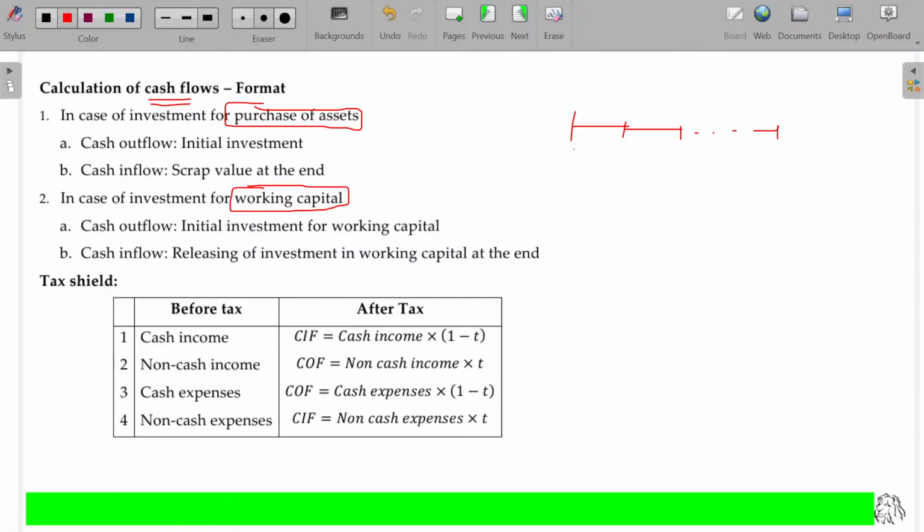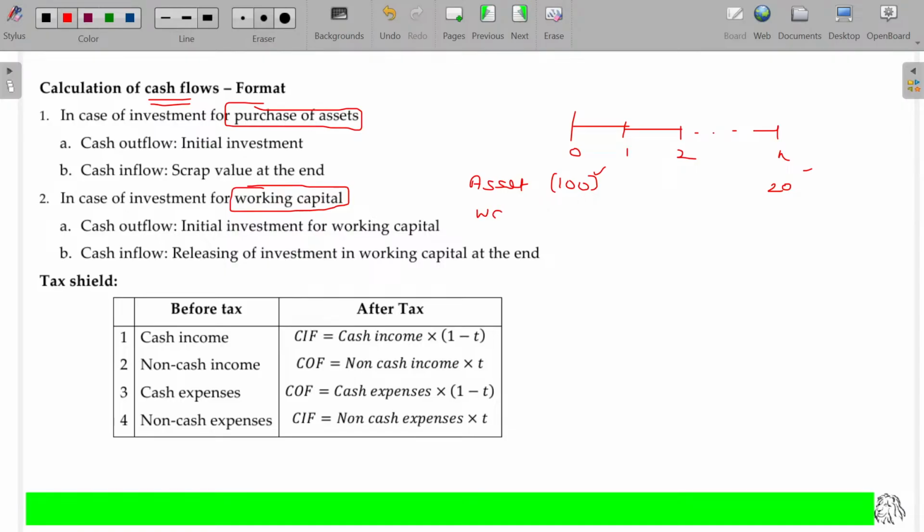Now what happens? Period 0, 1, 2, n years. You purchased an asset for rupees 100. After some years of usage, this value becomes 20 or 30. This is the original value. This is the scrap value. This is your outflow. This is inflow. So this 20 will be merged with the inflow. This will be merged with the outflow.